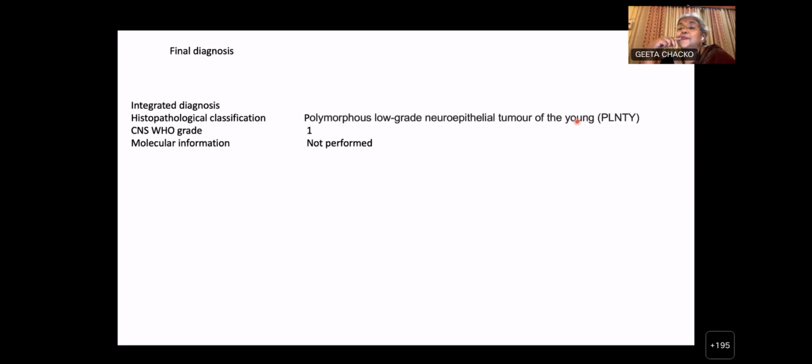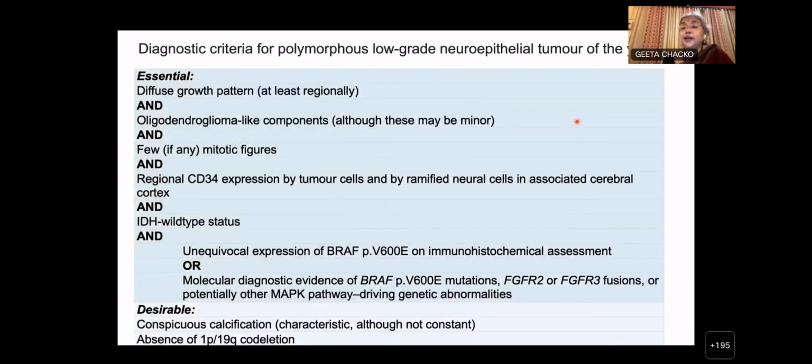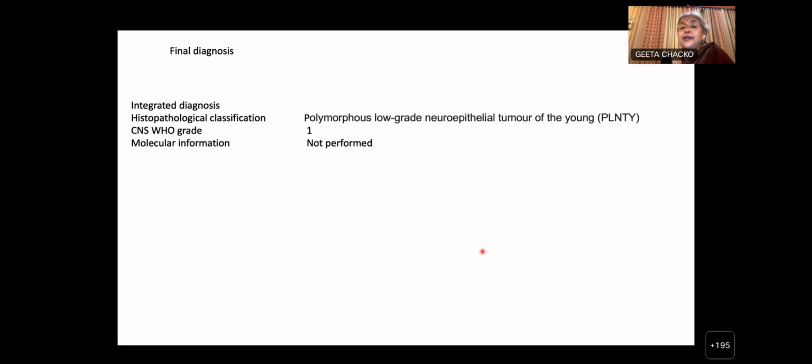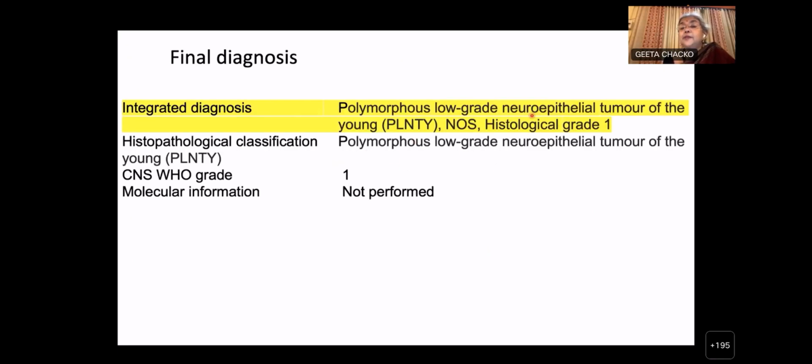We will say NOS. Why? Because it's not specified. We have not done the molecular. Exactly. We have not done the molecular workup, which is essential criterion for diagnosis. And therefore, we have to call it a NOS. And in that situation, it does not become a CNS grade, but just a histological grade of 1.